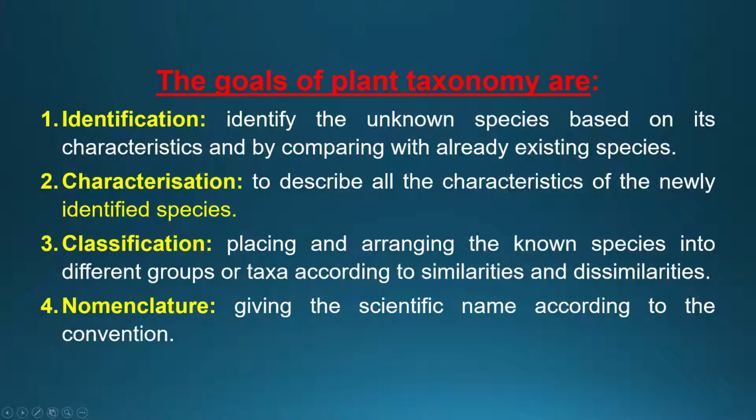Okay. Then the characterization. Characterization is to describe all the characteristics of the newly identified species. Then the classification, placing and arranging the known species into different groups or taxa according to similarities and dissimilarities. Next one, that is the last one, is nomenclature, giving the scientific name according to the convention.